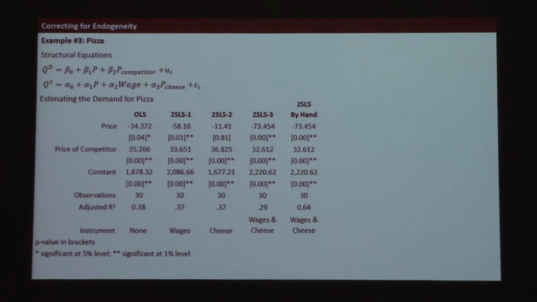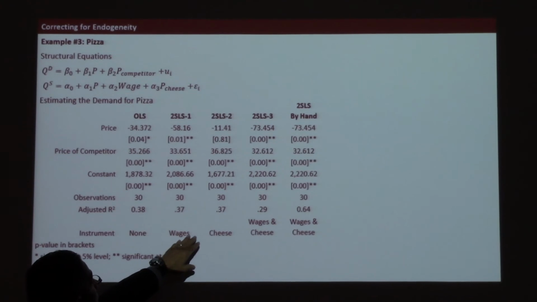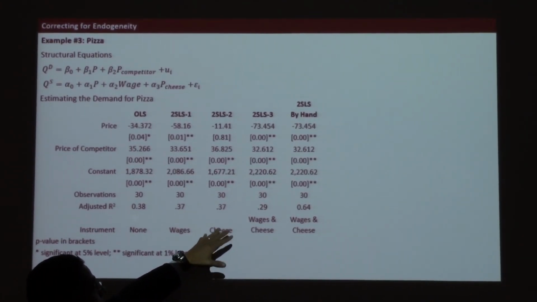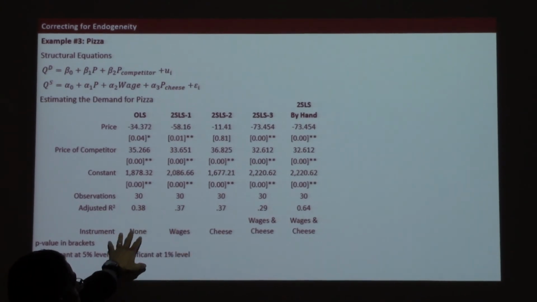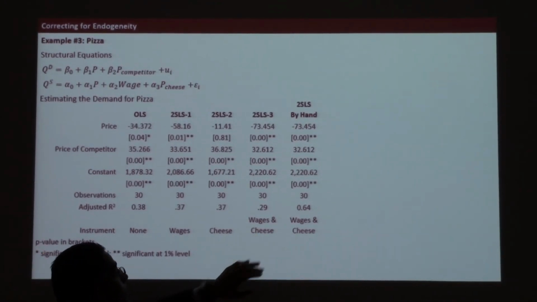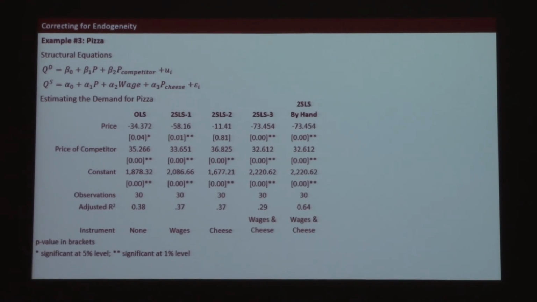So this is for demand. Again, we saw 34 was the ordinary least squares regression. 58 when we used wages as an instrument. 11, which is really bad, when we use cheese as an instrument, which tells us it's better to use ordinary least squares than a weak instrument. When we use wage and cheese, we're up to 73. And we think that's the best estimate.